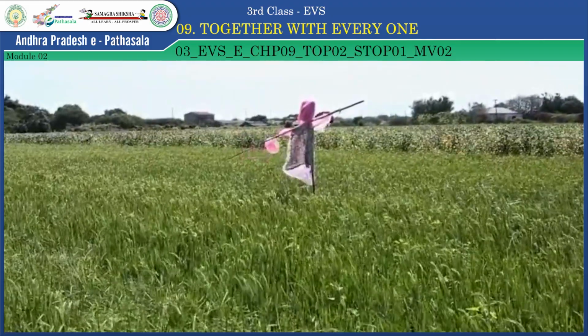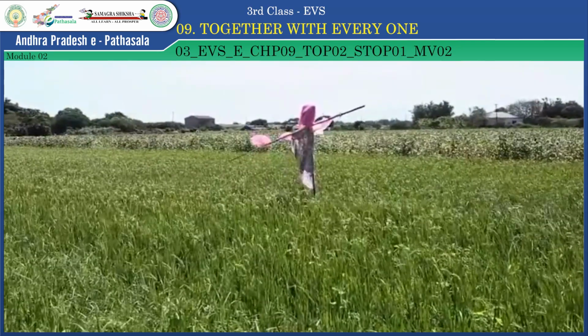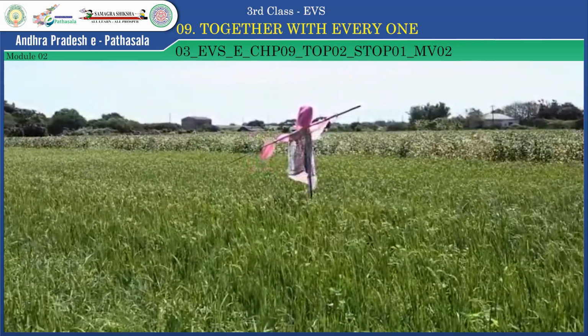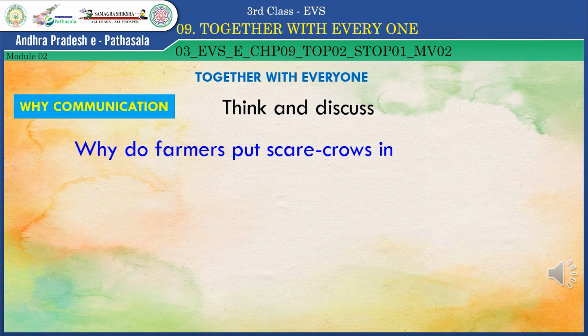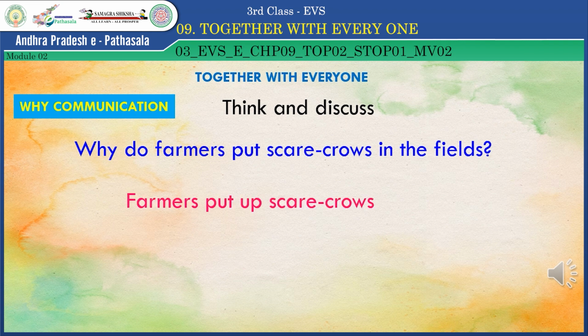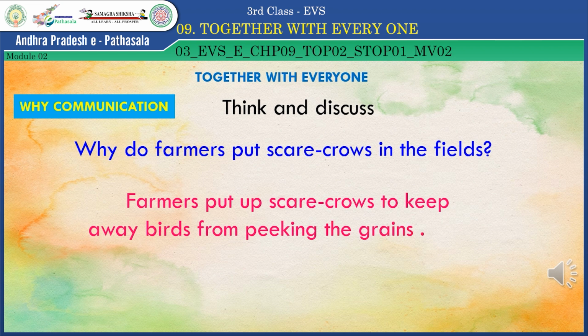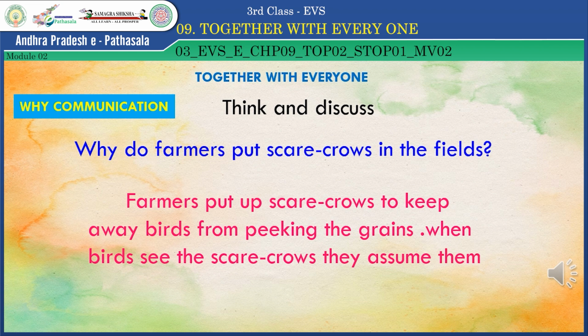Children, can you say why farmers put scarecrows in the fields? Yes, you are right. Farmers put up scarecrows to keep away birds from pecking the grains. When birds see the scarecrows, they assume them to be human beings. This is also one kind of communication.